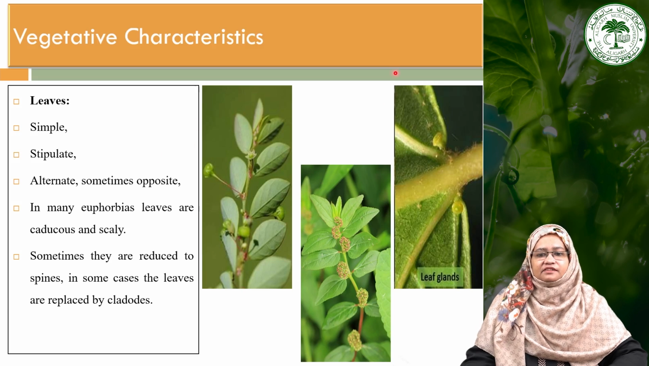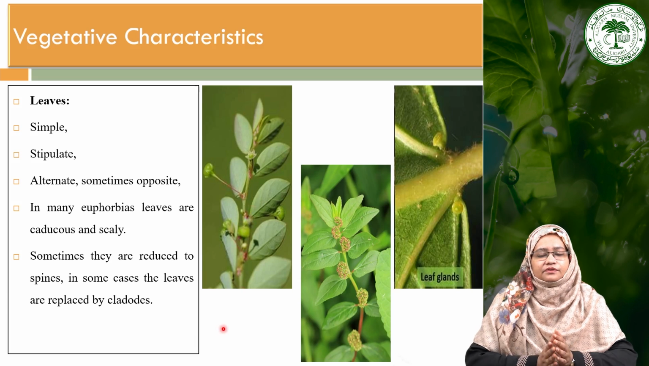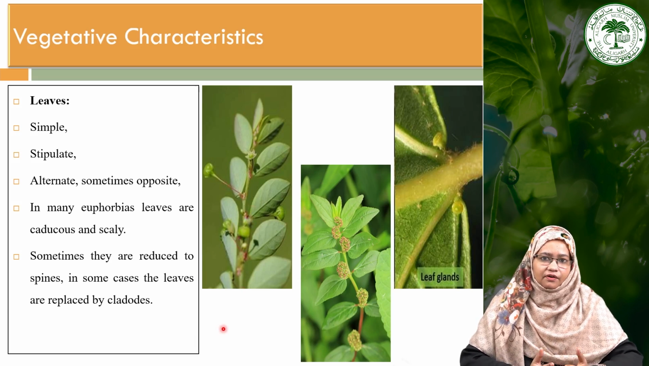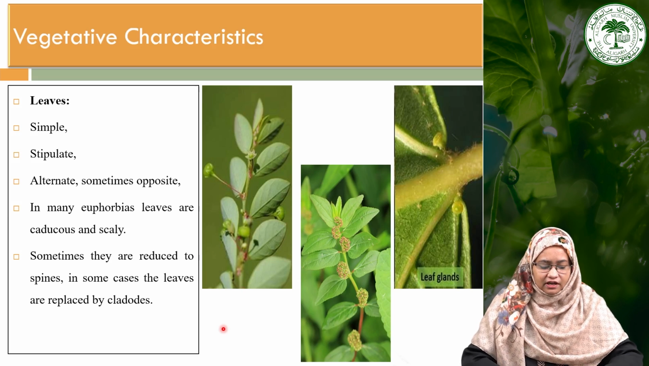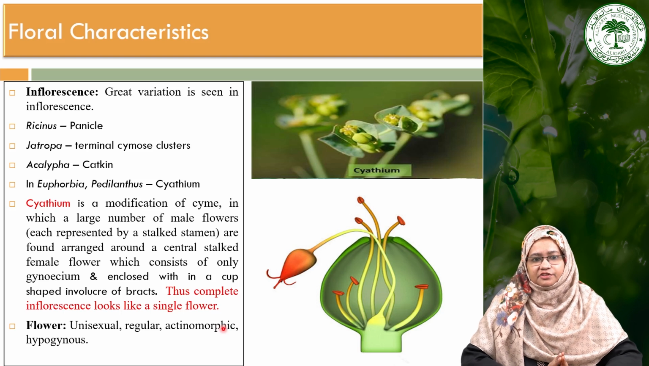Cladodes and phylloclades are modifications of the stem; in that case the stem becomes flat. In some cases the leaves also have a leaf gland, like we can see on the lower surface. So generally they have an alternate or opposite phyllotaxy, and the leaves are stipulate, stipules are also present. So of the vegetative characteristics, we can see these plants are quite adaptive in nature, particularly in every habitat. Now moving towards the next floral character, that is inflorescence.